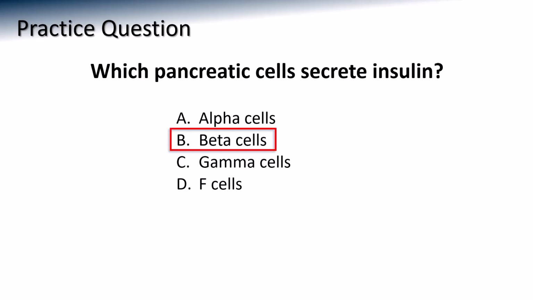All right, the correct answer here is B, beta cells. Beta cells are going to secrete insulin. Alpha cells, do you remember? They're going to secrete glucagon. Delta cells secrete somatostatin. And F cells are going to secrete pancreatic polypeptide.